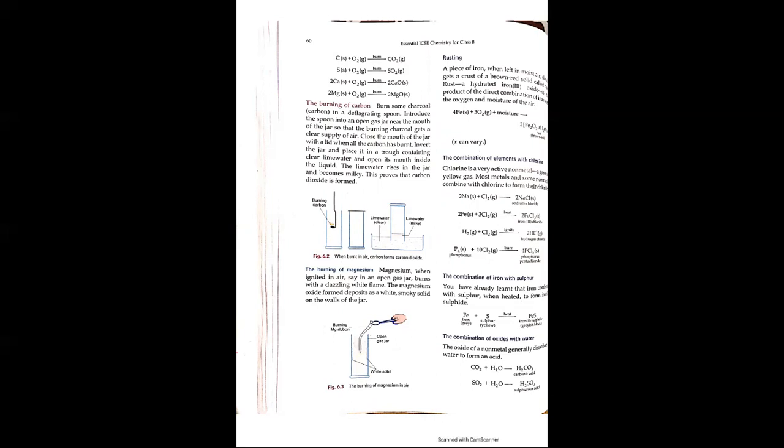Close the mouth of the jar with a lid when all the carbon has burnt. Invert the jar and place it in a trough containing clear lime water and open its mouth inside the liquid. As you can see, you have taken a jar.